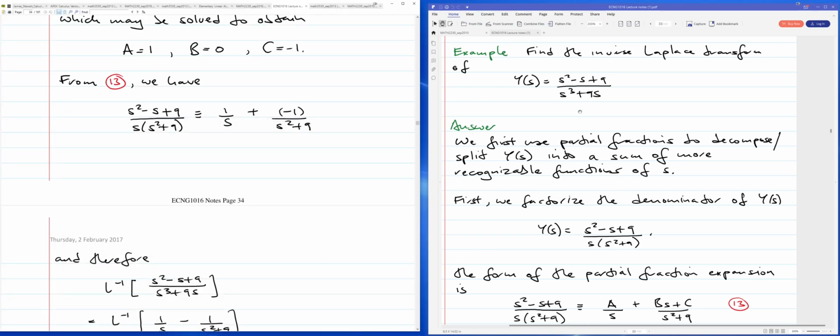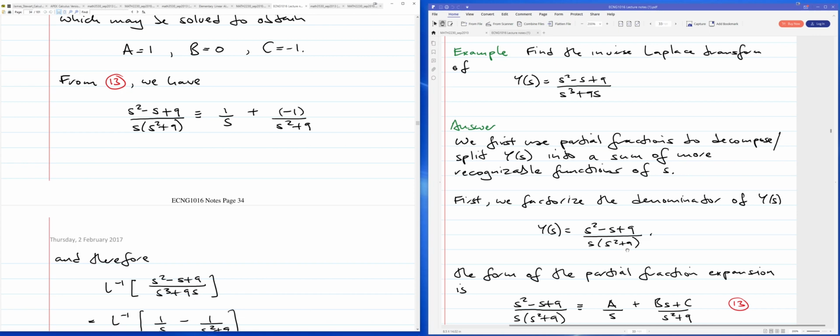Once we establish that, the next thing, in order to use partial fractions, is to factorize the denominator. That's the first thing you'd want to do. Here I can pull an s out, so I get s times s squared plus 9. Now this s squared plus 9 can factorize some more.